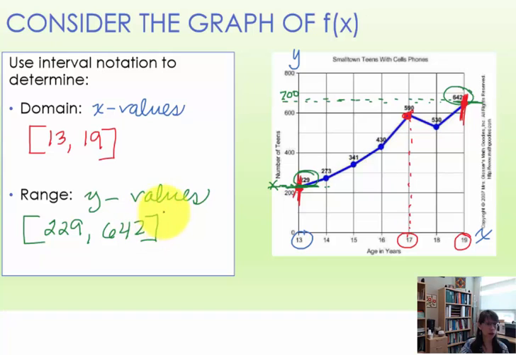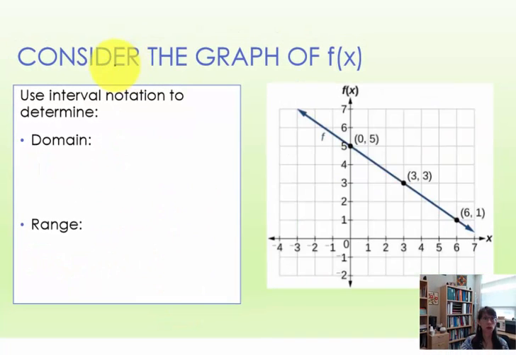So just be sure that you're always writing these in order from the smallest to the largest values. Next, we're going to consider the graph of f of x. We're going to use interval notation to determine the domain and range. Domain, again, would be our x values. So you can see where the x-axis is.